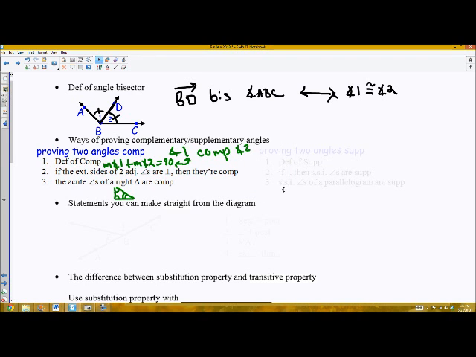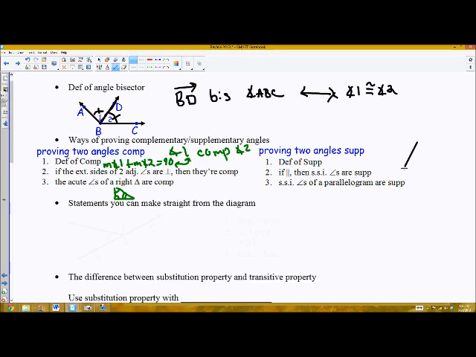Proving two things are supplementary to each other is a lot like complementary. The definition is that they add up to 180, so much like this, only instead of 90 it would be 180. If two lines are parallel, then their same side interior angles are supplementary. What that would look like would be something like this.